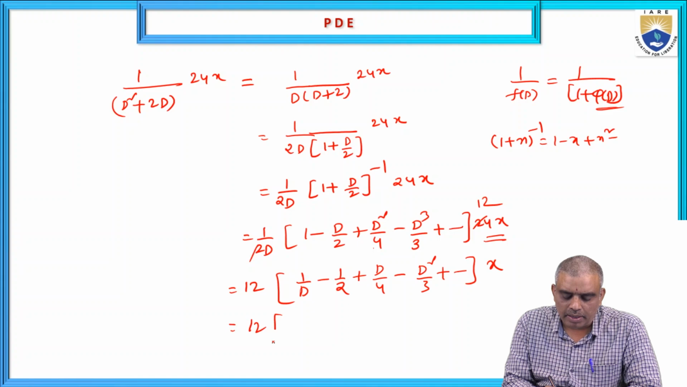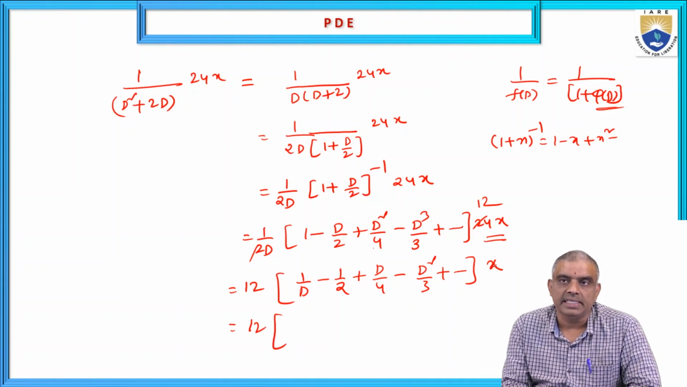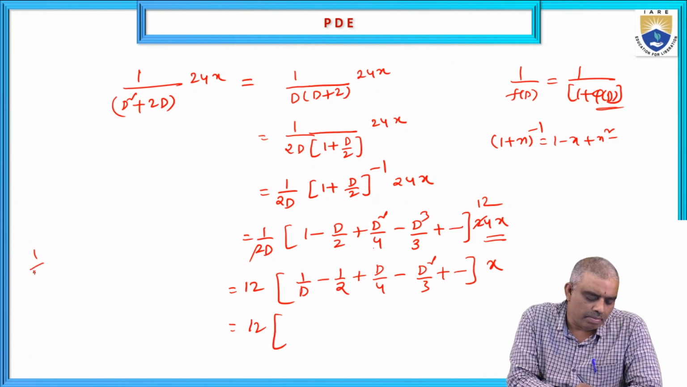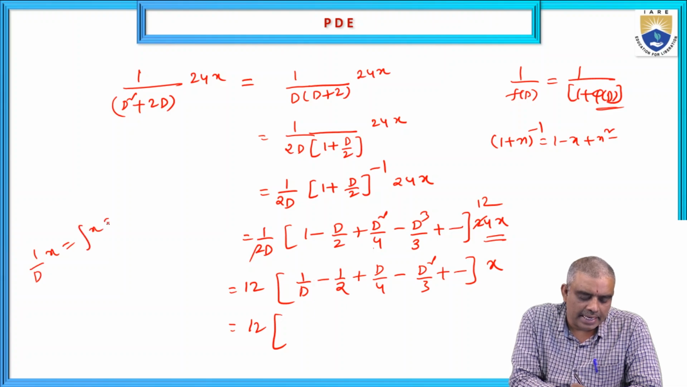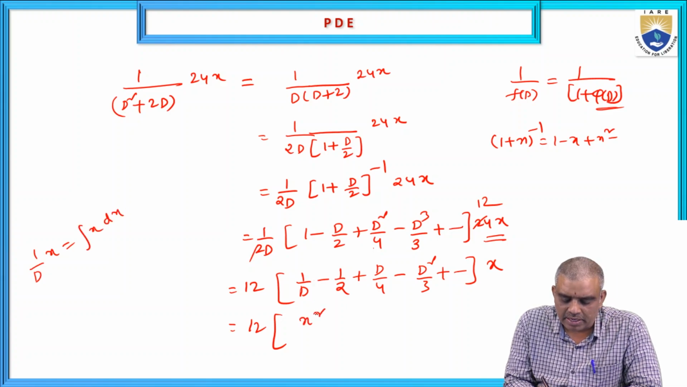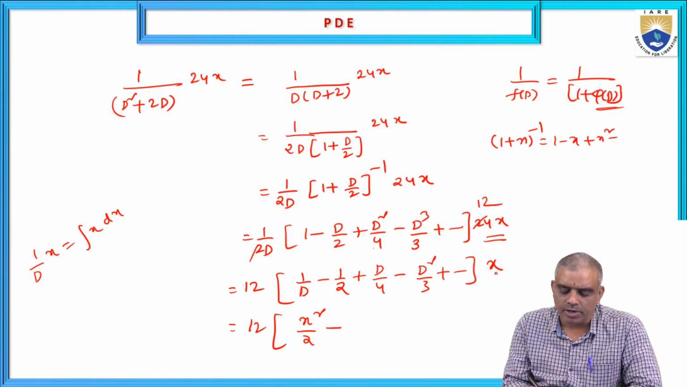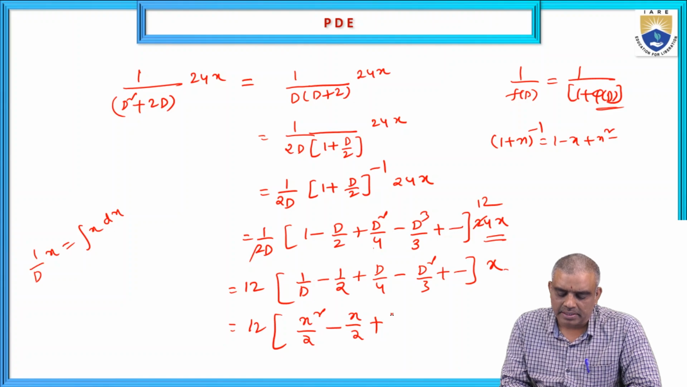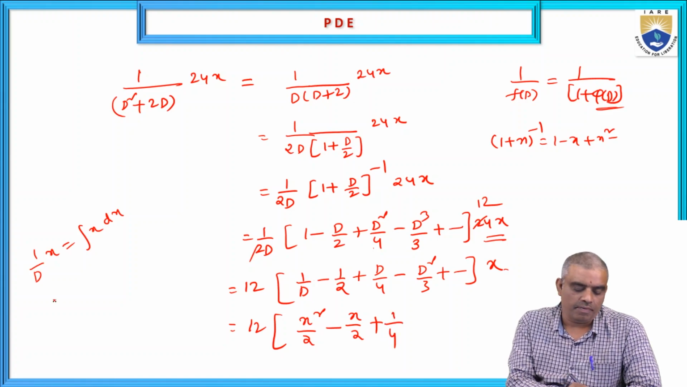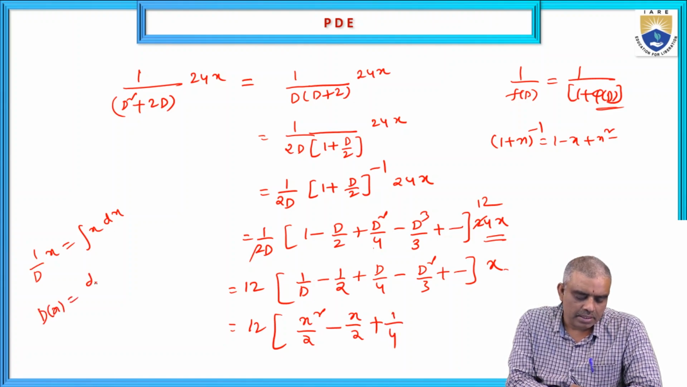So 12 into 1 by D of x. 1 by D means integral of x, so 1 by D of x means integral x dx. That is, the first value is x square by 2. The second value is 1 by 2 into x, that is x by 2, plus D of x under 1 by 4, D of x. D of x means d by dx of x, that is equal to 1.